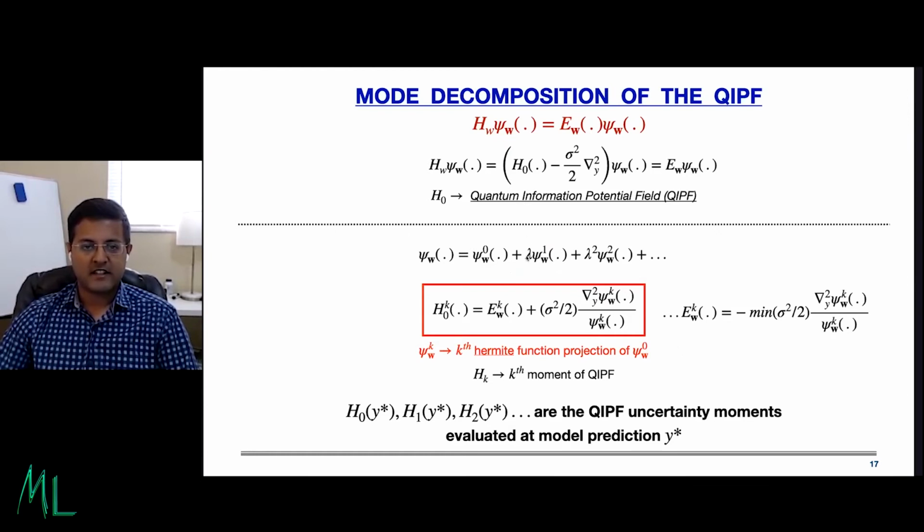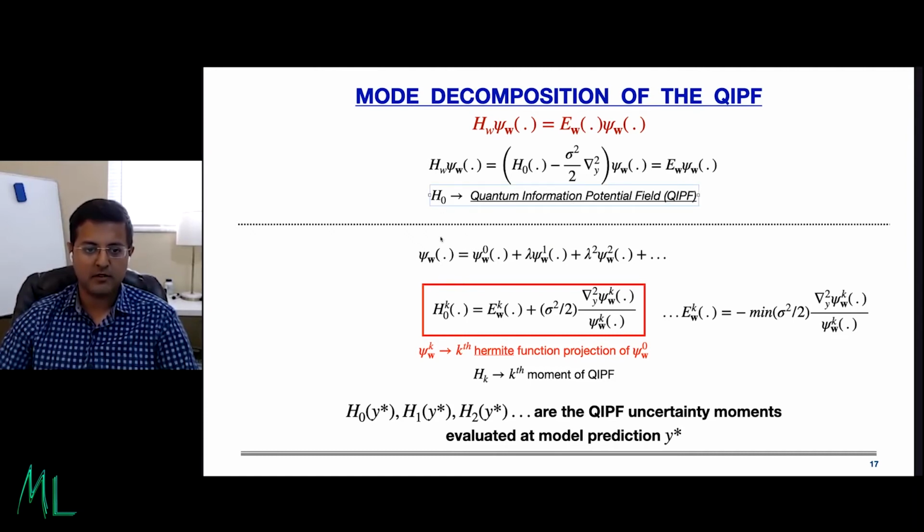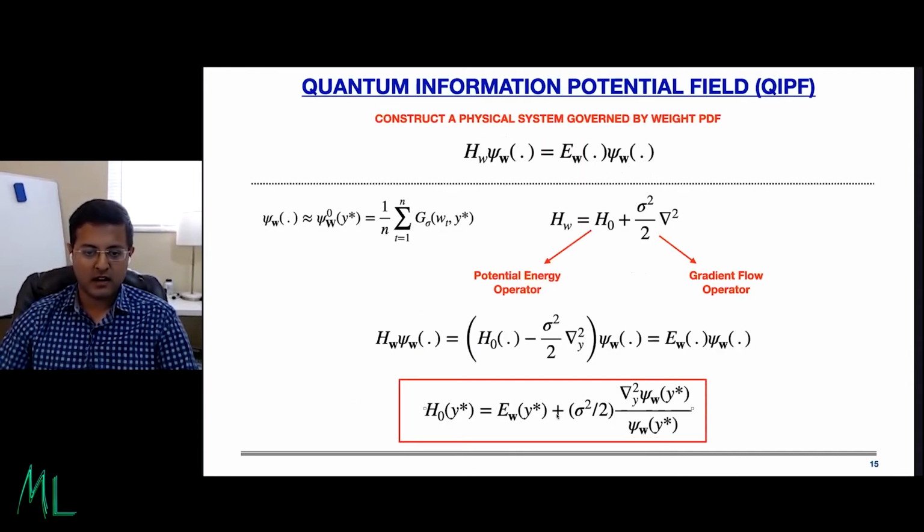So another aspect of perturbation theory, as you have seen, is that once you describe a system and try to solve it using perturbation theory and introduce a perturbation Hamiltonian, what you arrive at is a power series expansion of the wave function that you are solving for. So in this case, essentially, we come up with a quantum information potential field, but we also come up with a modal decomposition of the wave function associated with that QIPF. And this is the power series expansion. So we can in fact modify this QIPF formulation in terms of the modal decomposition.